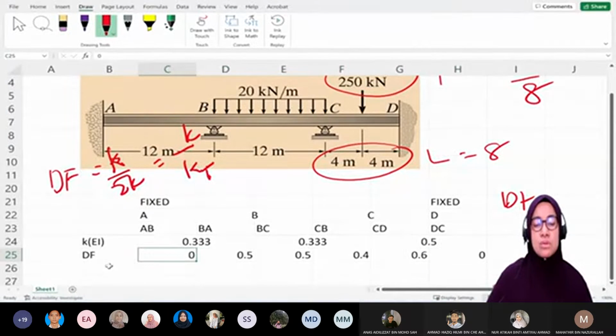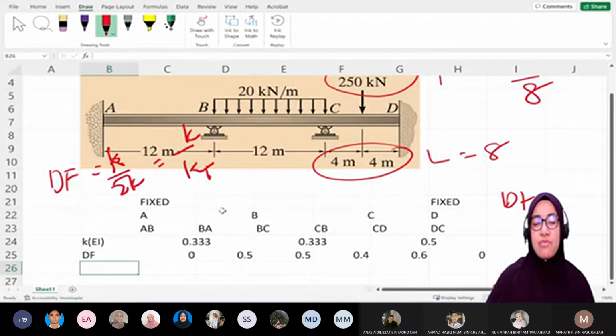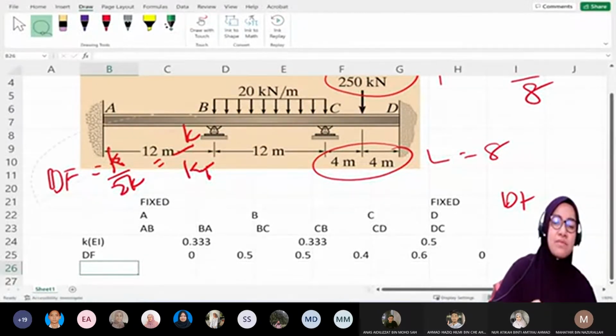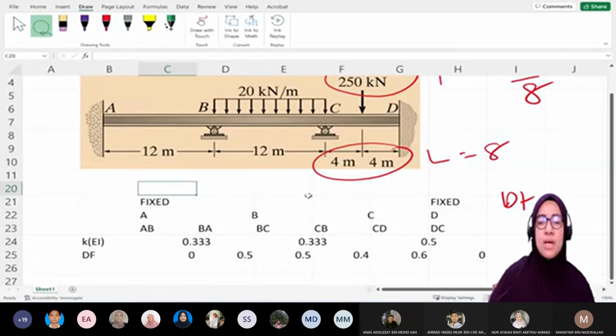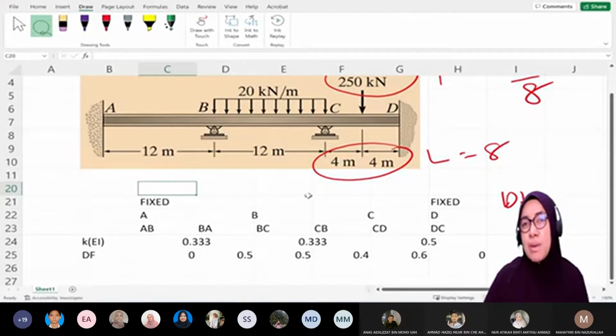Okay, so next step is fixed end moment. Fixed end moment ni, we ada the principle dia, we want to distribute moment to joint. Okay, to joint because member cannot carry load. We have to distribute to joint. Okay, means that fixed end moment ni we only calculate the value whenever the beam is loaded.